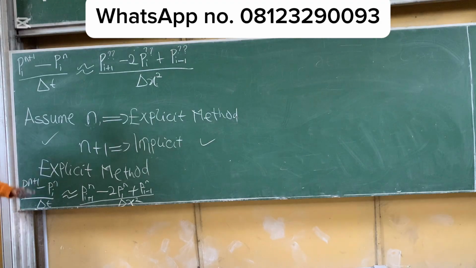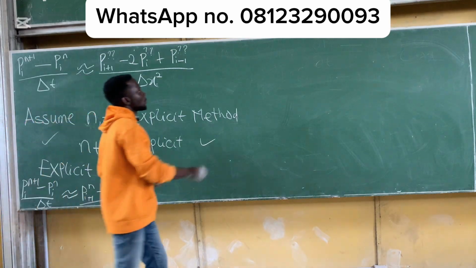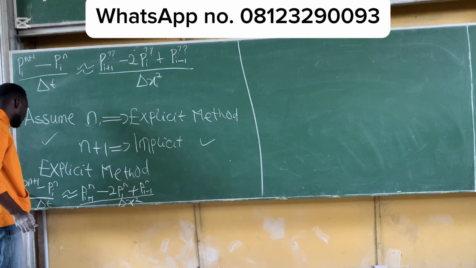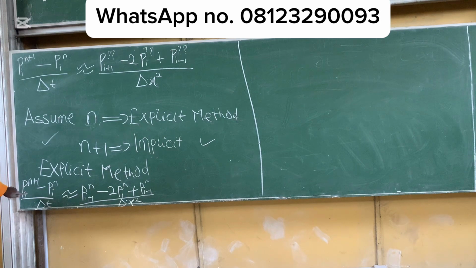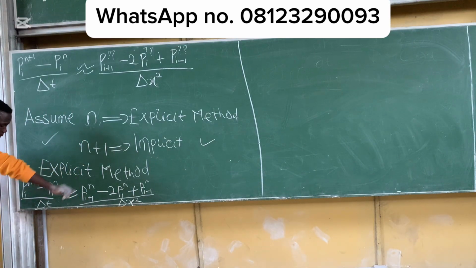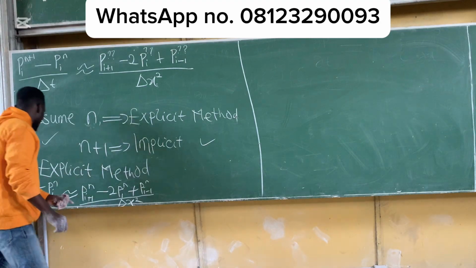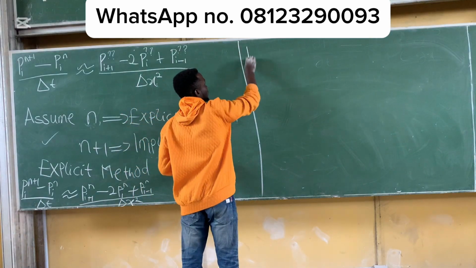If that is the case, how do we get the value of the unknown pressure? We have to make the unknown pressure the subject of the formula. Our unknown pressure here is Pi n plus 1. So let's make Pi n plus 1 the subject of the formula. To do this, we have to multiply through by delta t. If you multiply the left hand side by delta t, it will cancel out. Then here we are going to have delta t over delta x square. So we are going to have something like this.